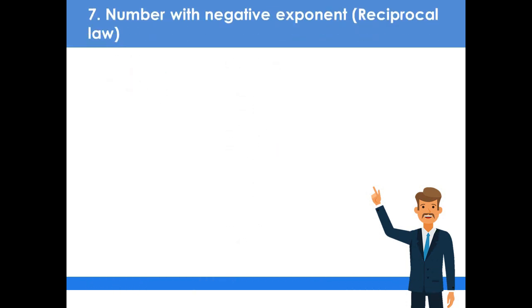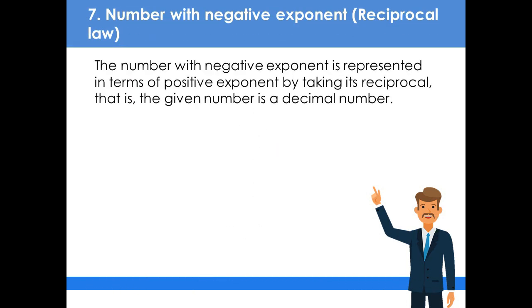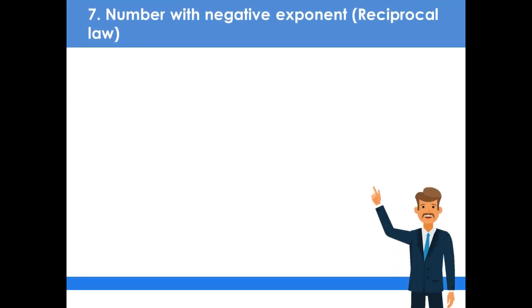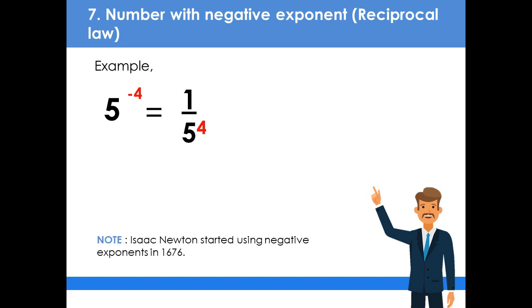Seventh law, number with negative exponent. Reciprocal law. A number with a negative exponent is represented in terms of a positive exponent by taking its reciprocal. x raised to minus m equals 1 by x raised to m. Example: 5 raised to minus 4 equals 1 by 5 raised to 4. Isaac Newton was the first to start using negative exponents in the year 16.